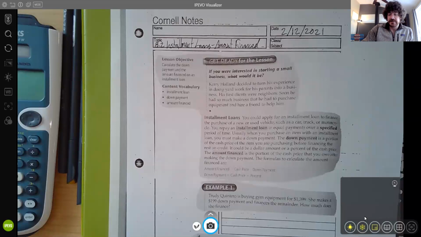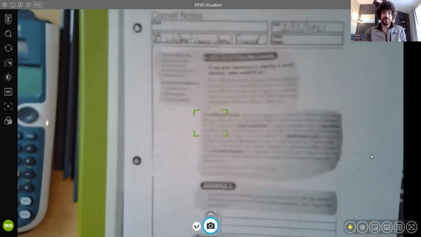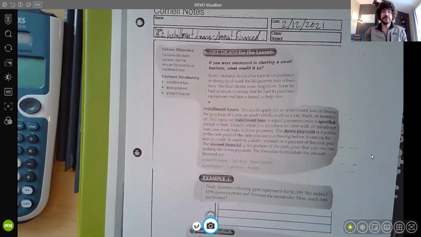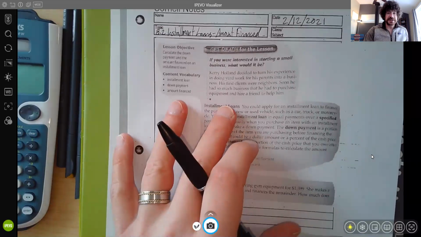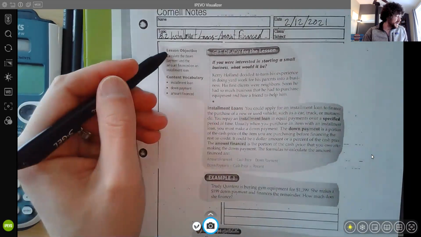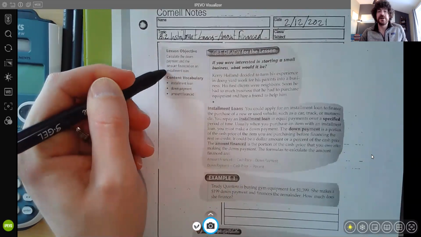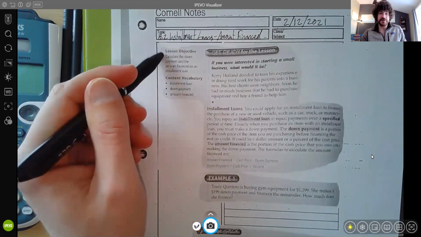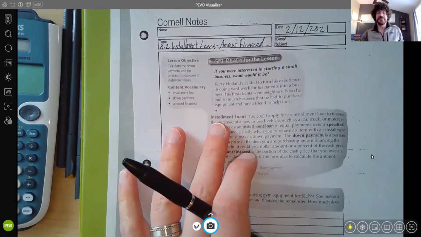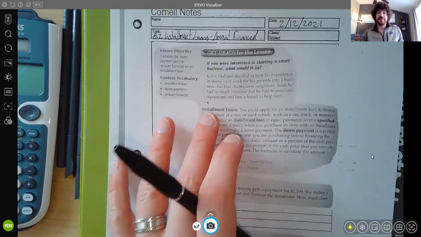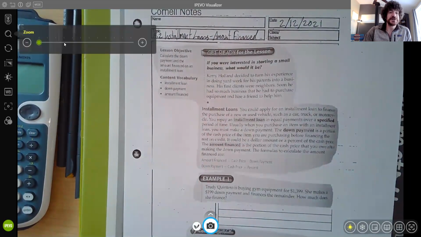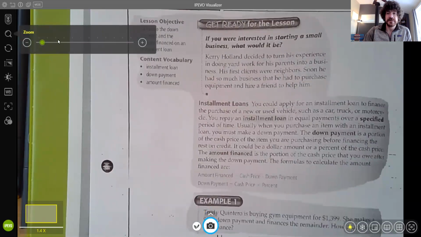We'll take a look at the lesson objective as well. So today our objective is to be able to calculate the down payment and the amount financed on an installment loan. We'll be looking at some vocab today: installment loan, down payment, amount financed. So the things that were mentioned in the lesson objective, all three of those vocabulary terms we'll be taking a look at today. Some of you might be pretty familiar with this stuff already, but perhaps not.